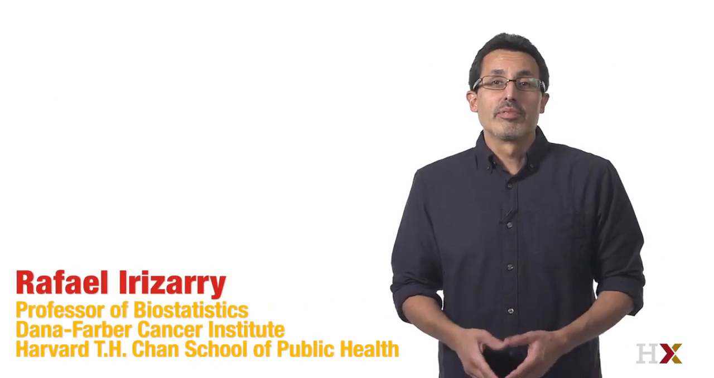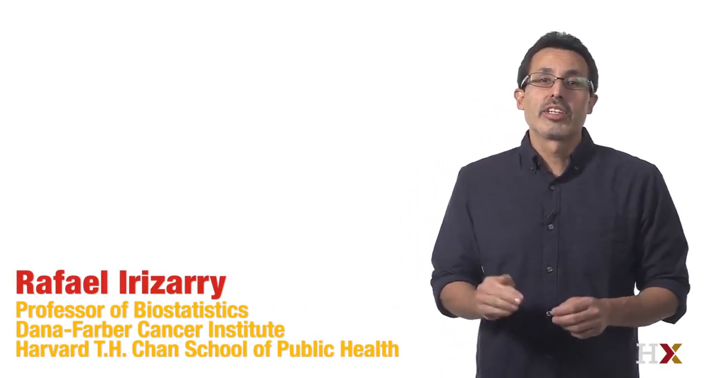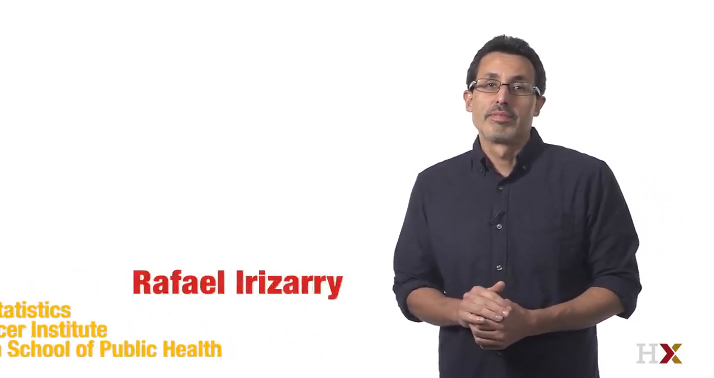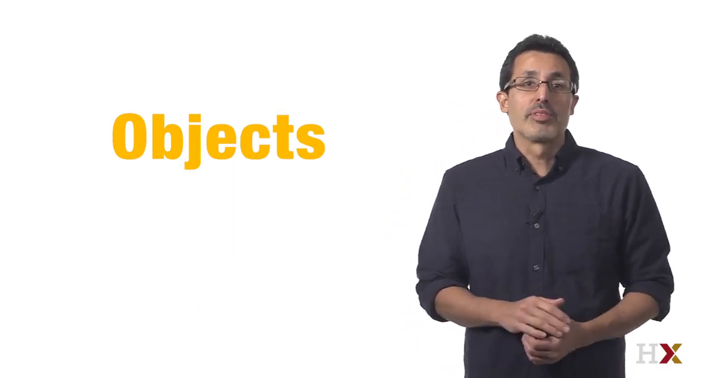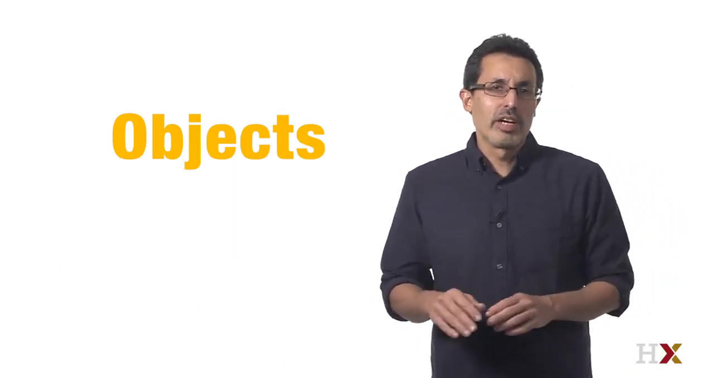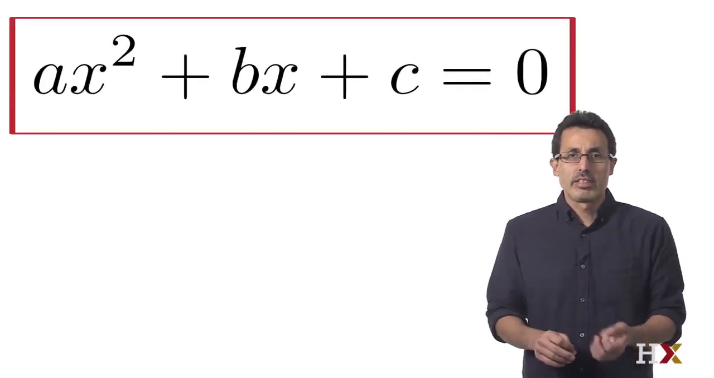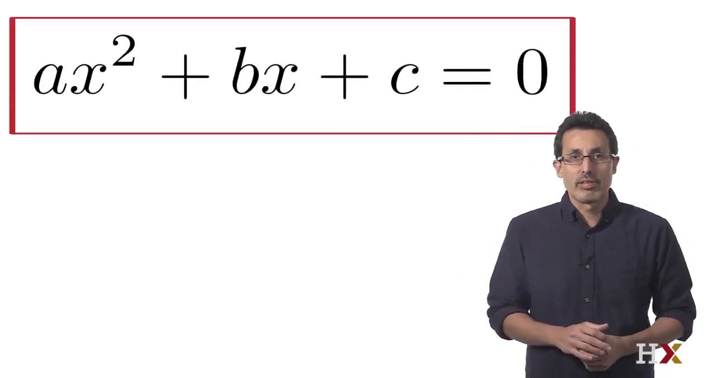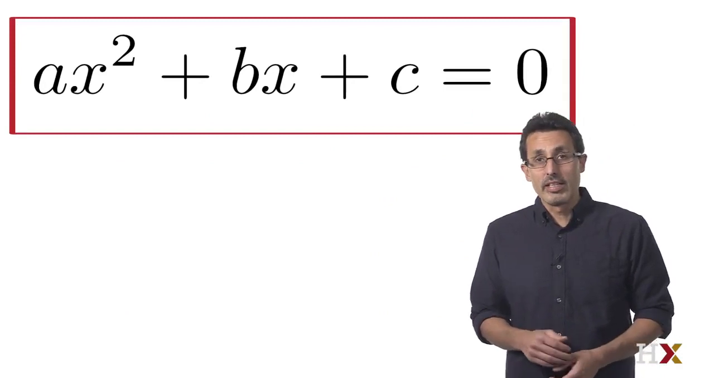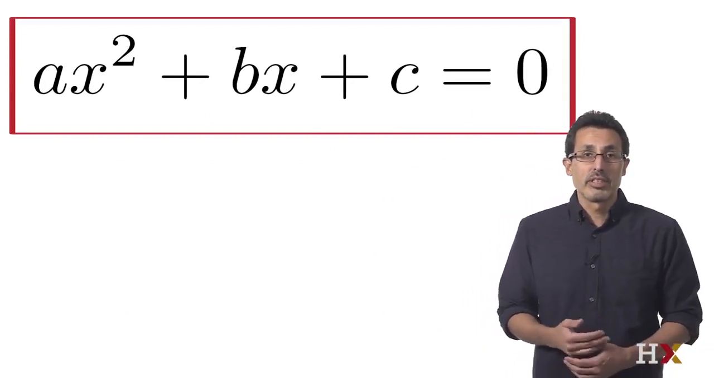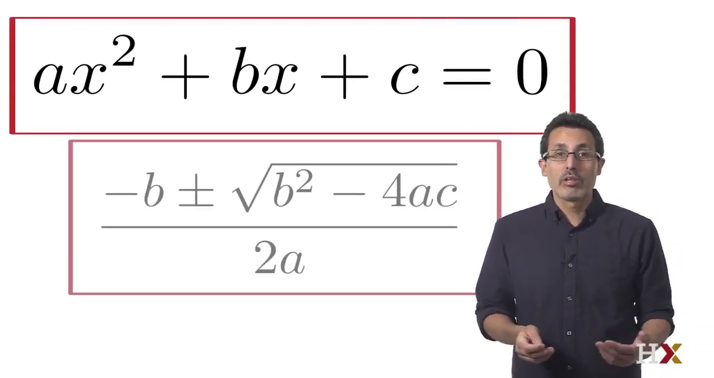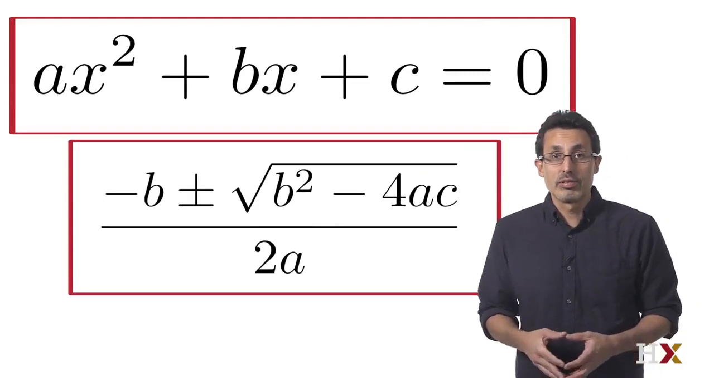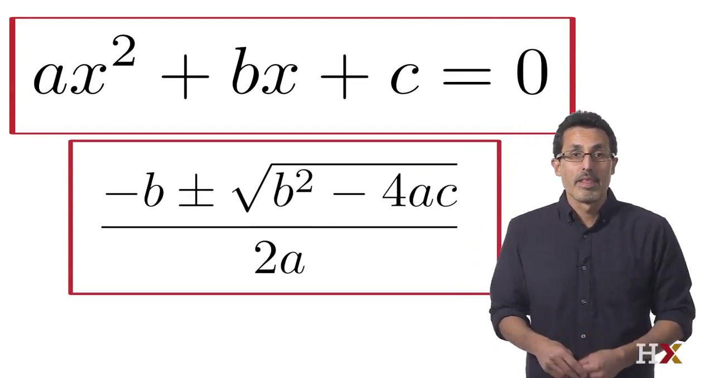Before we get started with a motivating data set, we need to cover the very basics of R. I'm going to start with objects. And we're going to use a very simple example here. Suppose a high school student asks us for help solving several quadratic equations of the form ax squared plus bx plus c equals 0. We know the quadratic equation gives us the solution, shown here.